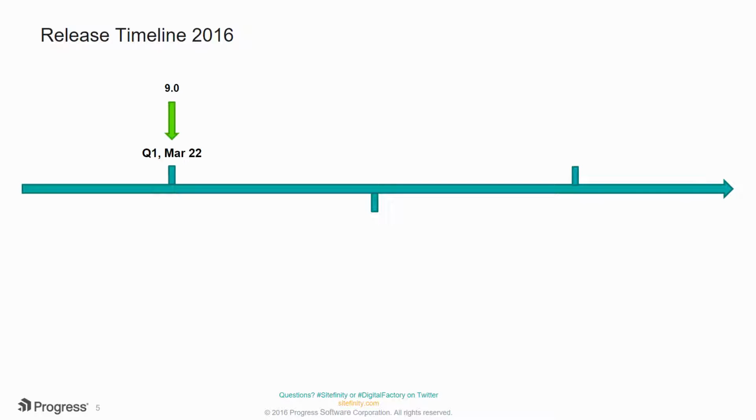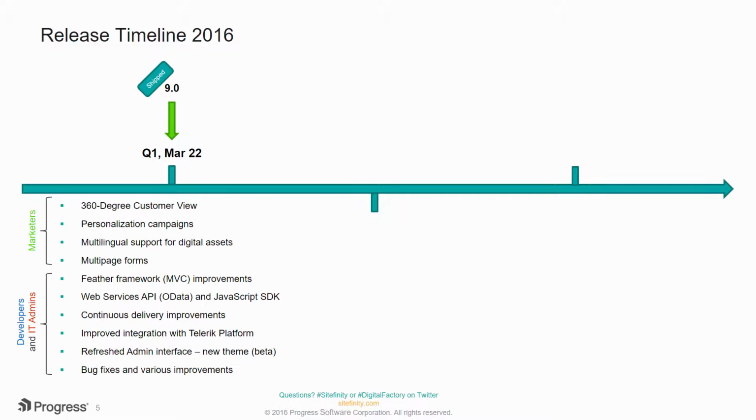So back in March, on March 22nd, we released Sitefinity 9.0, which was our first major release of the year in Q1. And that release brought a lot of features for marketers, developers, and IT administrators, such as improved single view of the customer, the ability to run personalization campaigns and measure the success of those campaigns. We added multilingual support for digital assets and the ability to support complex forms that can span across multiple pages.